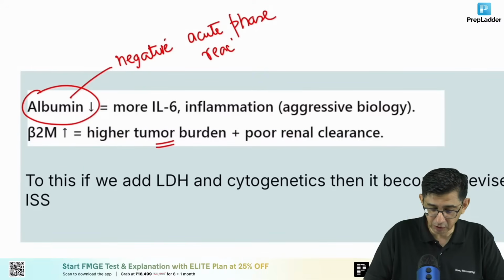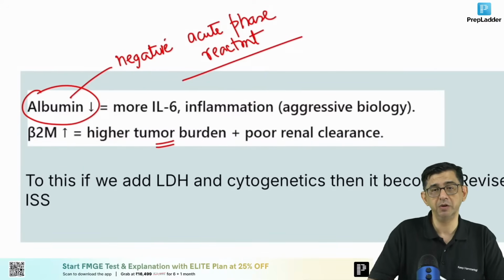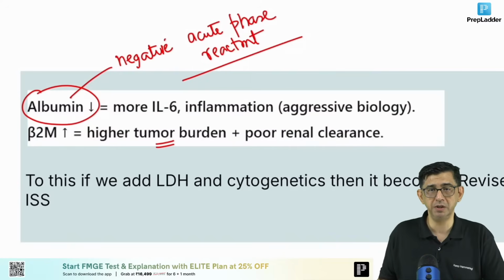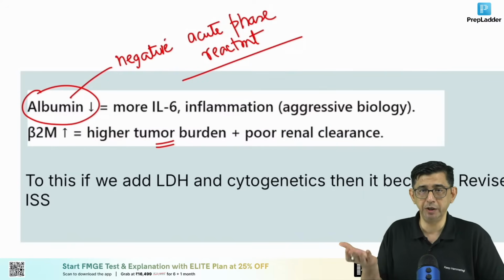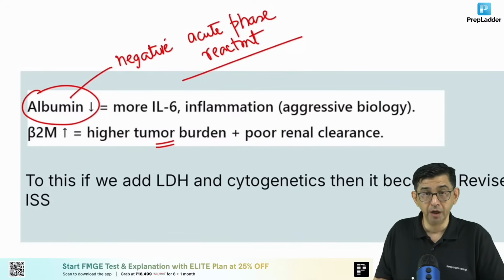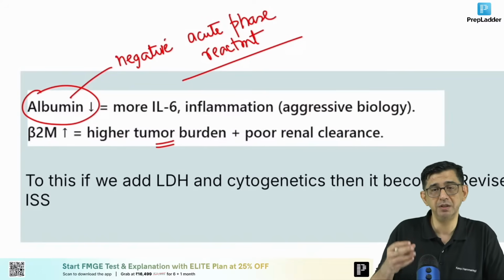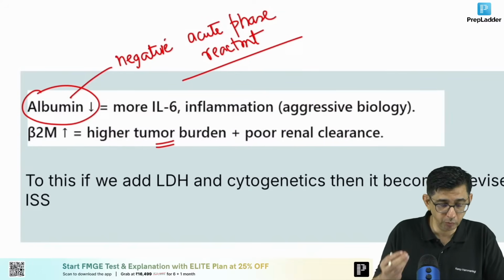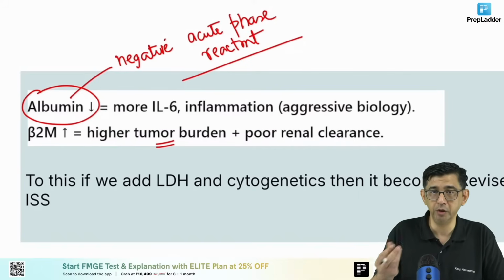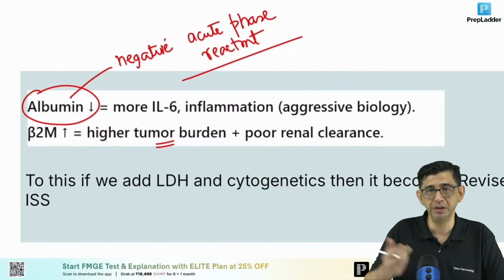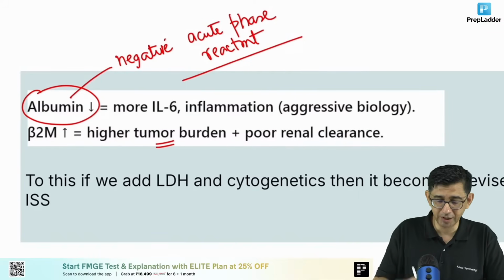Why is albumin a component? That is again a query that I get from doctors: sir, why are you taking albumin into consideration? Albumin is produced by the liver, and in multiple myeloma, it's the kidney that is getting affected. What I am saying is that albumin is a negative acute phase reactant because the tumor load is based on interleukin-6. The higher the tumor load, the more is interleukin-6. And that causes less production of albumin from the liver. So that tells you about aggressive biology.